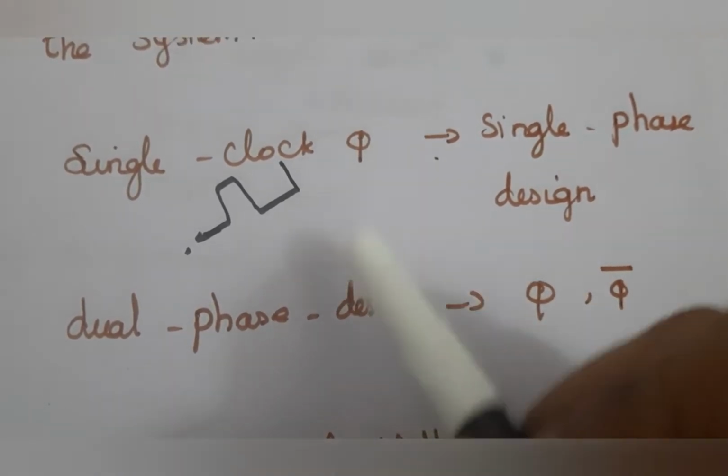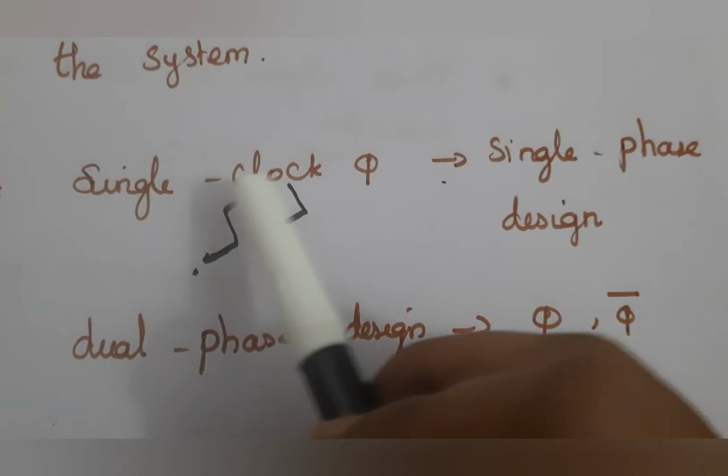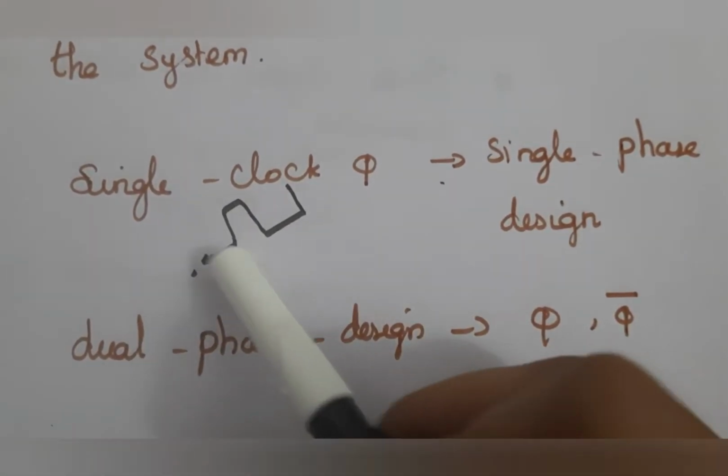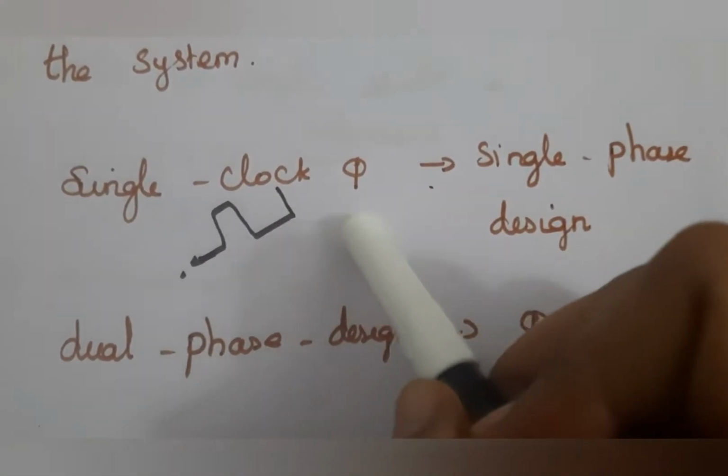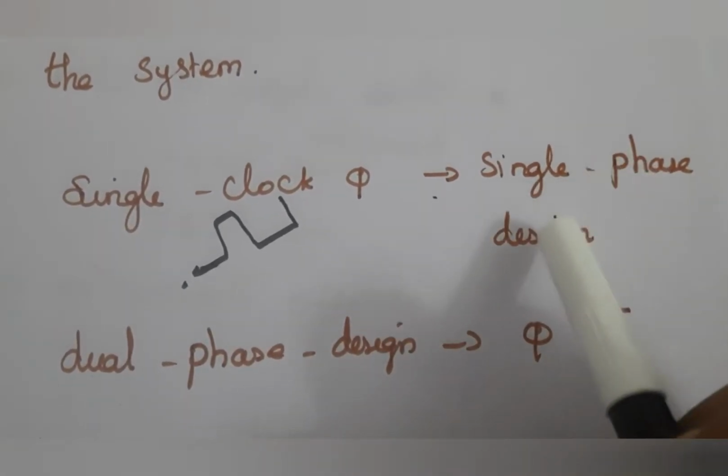And commonly there are two types of design in CMOS clocking. First one is single clock and one clock cycle. Here one clock cycle is used to define the function. That type of design is known as single phase design.